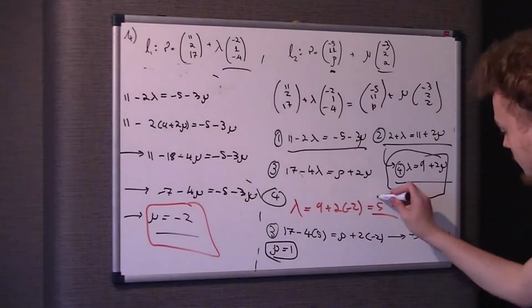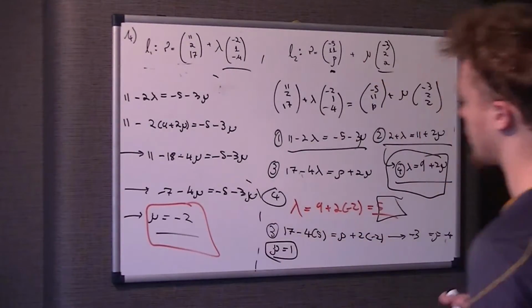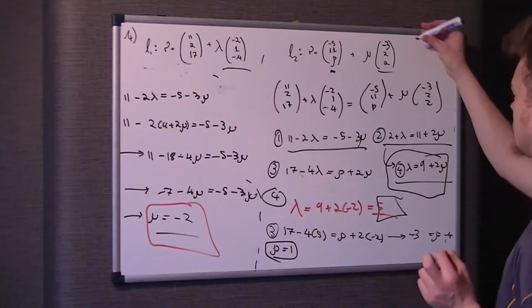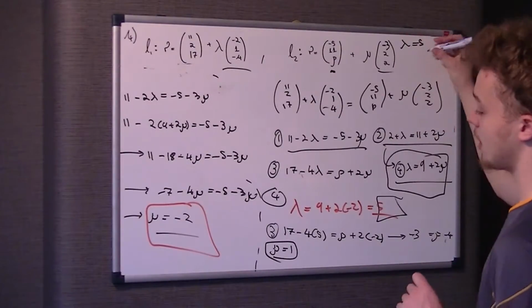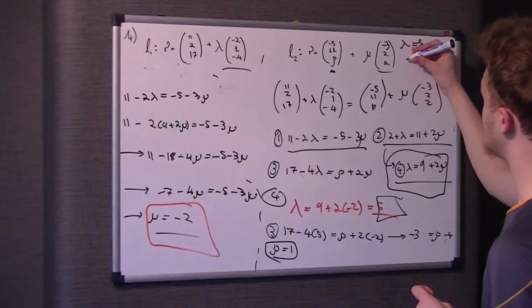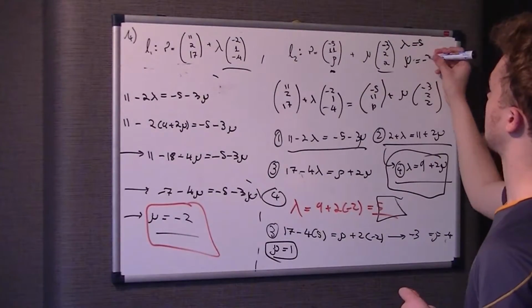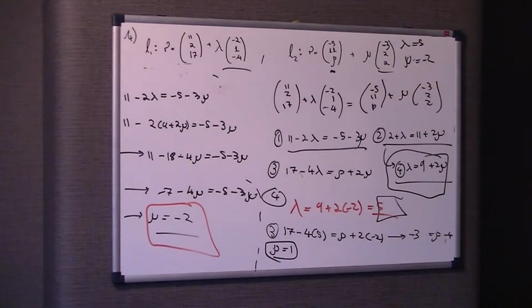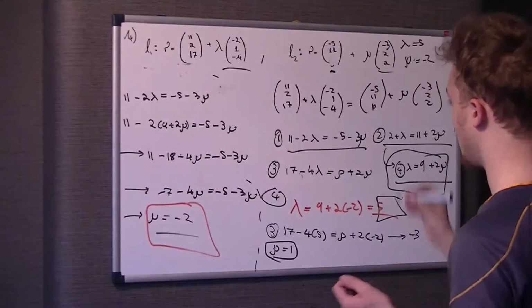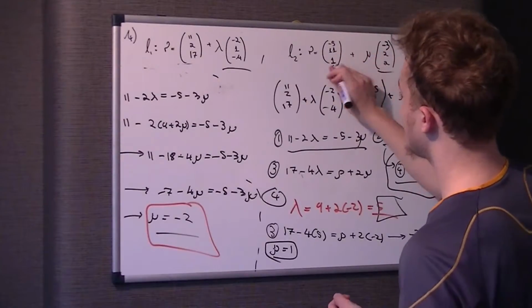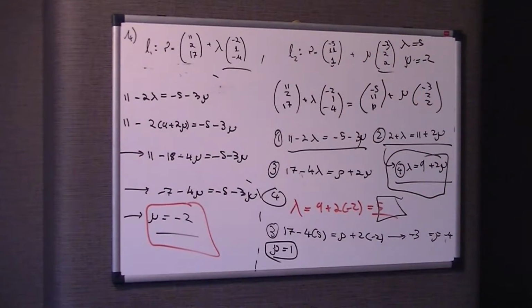Okay, so we've got lambda to be 5, p to be 1, and mu to be 2. So you can write that somewhere else at the side of your page. Lambda equals 5, mu equals minus 2. These are the values at the point of intersection. So when they intersect, lambda is equal to 5 and mu is equal to minus 2, and you might want to rewrite this and write p to be 1. Okay, so that's part B over and done with.